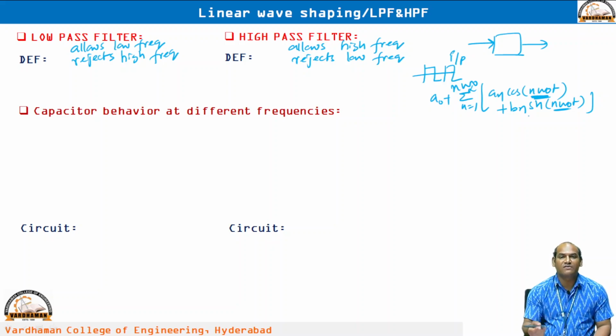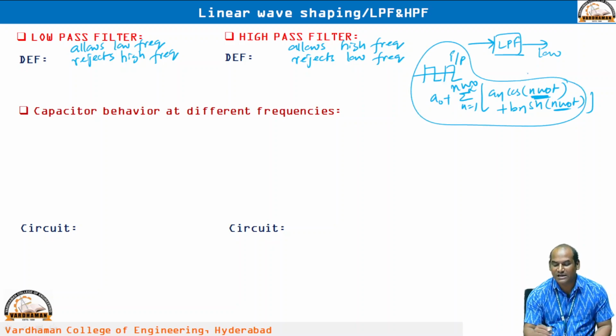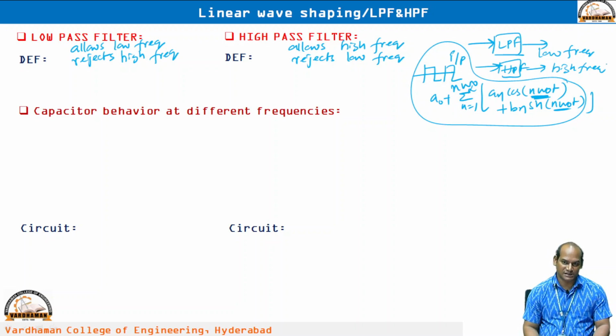In the input so many frequencies are there, but if you use a low pass filter here, it will allow only low frequency components. Out of so many input frequency components, only a few low frequency components will be allowed by the low pass filter. The high frequencies will not come out of the low pass filter. Similarly, if you use a high pass filter and send the input signal of so many frequencies, only high frequency components will come to the output and low frequency components will be rejected by the high pass filter. This is from the definitions point of view.